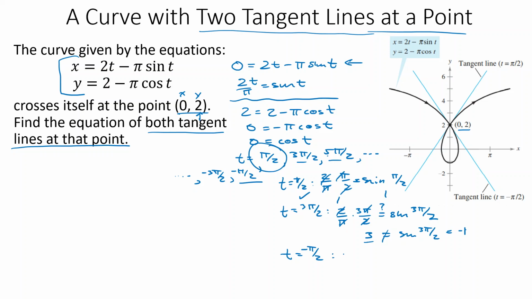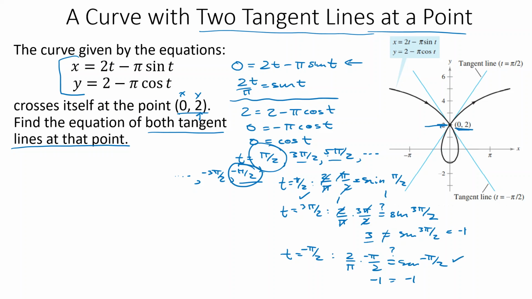So if we plug in negative pi over 2, we've got 2 over pi times negative pi over 2. Does that equal sine of negative pi over 2? Well, everything cancels out over here and leaves me with negative 1. And sine of negative pi over 2 also equals negative 1. So that checks out. Those are the two values where it crosses the point (0, 2).